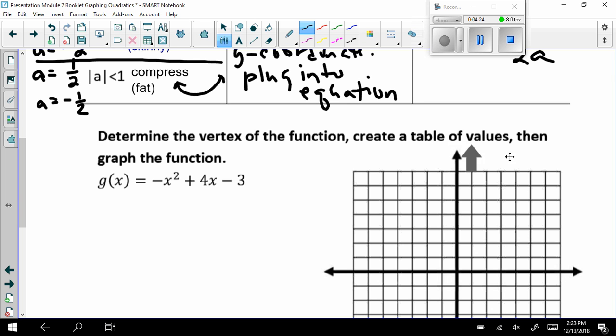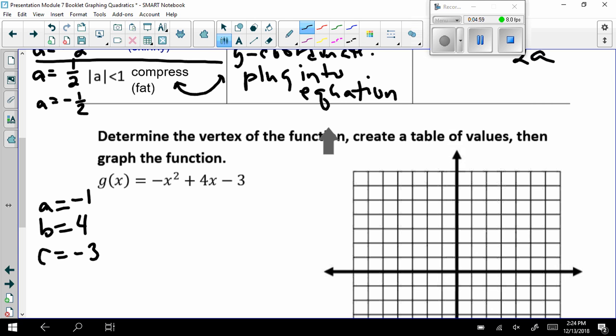All right, so remember we were talking about when we do a table of values with our quadratic functions, we want the vertex in the middle. So the first thing we need to do is find the vertex. To start that, I need to determine what my a, b, and c are. So your a is always the number in front of your squared term, so -1 in this case. Your b is the number in front of your x term, so 4, and your c is -3. So a is -1, b is 4, c is -3.